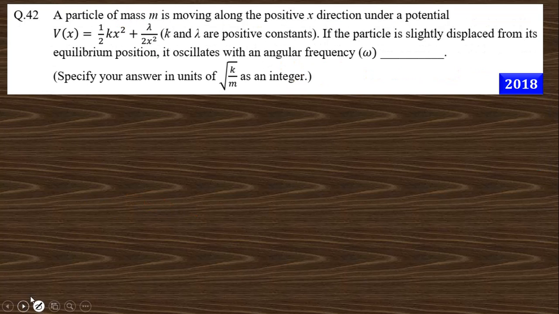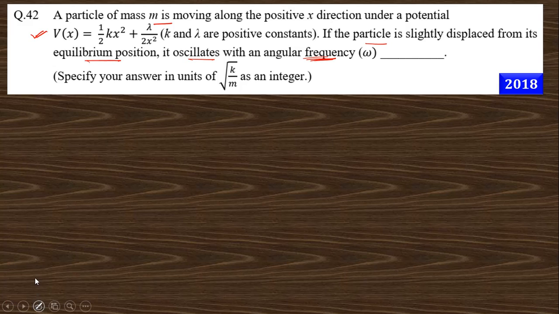Go to the next one. A particle of mass m moving in the positive x direction under a potential. This is the potential expression given. If the particle is slightly displaced from its equilibrium position, find the angular frequency. So the particle is in the equilibrium position. If we slightly change the equilibrium position, what will be the frequency of this oscillation?